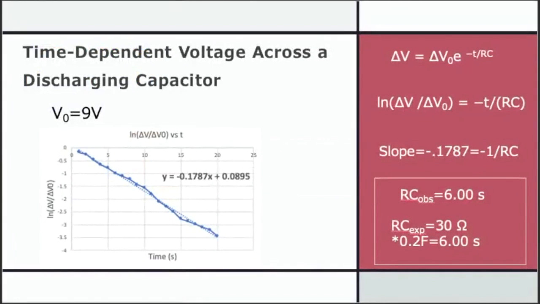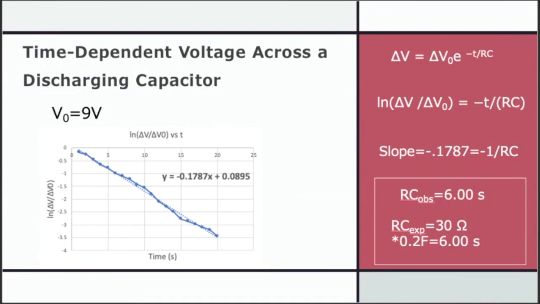In the last section of the lab, we were asked to determine RC, the time constant value for a circuit with a 30-ohm light bulb. RC was found by plotting the natural log of the change in voltage across the capacitor divided by delta V naught, the initial voltage difference across the capacitor, versus time. The slope of this graph is equivalent to the negative inverse of RC. The value for RC from the slope was calculated to be 6 seconds.